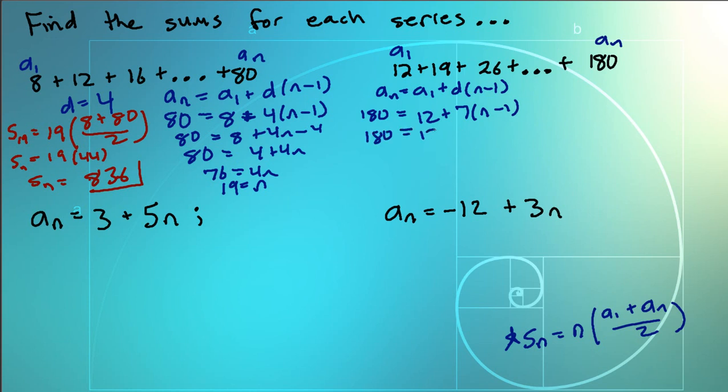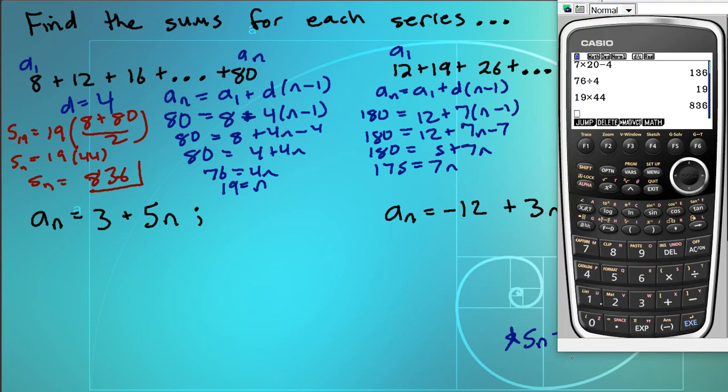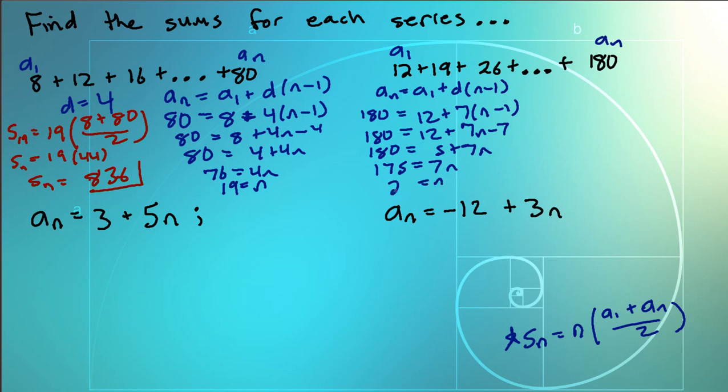So I have 180 equals 12. Now don't add the 12 and 7. I have to distribute. Don't break your order of operations. And I'll get 5 right here because 12 minus 7 is 5. I'm going to subtract 5, get 175 equals 7n. And let's go ahead and see what that is. 175 divided by 7, and we get 25. So that was the 25th term. So I know my term number is 25.